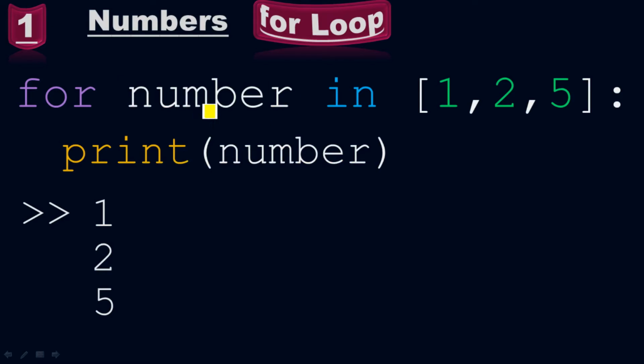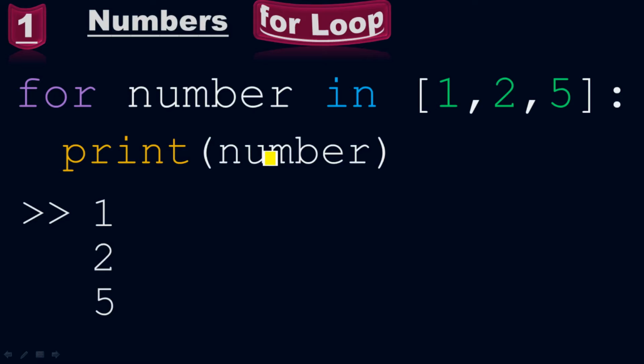If you have number here, you have to take the print of number. If you have A here, you have to take the print of A. If you have X here, you have to take the print of X. Whatever name you have here, you have to take the print of exactly the same name. So since I have number here, therefore I took the print of number.